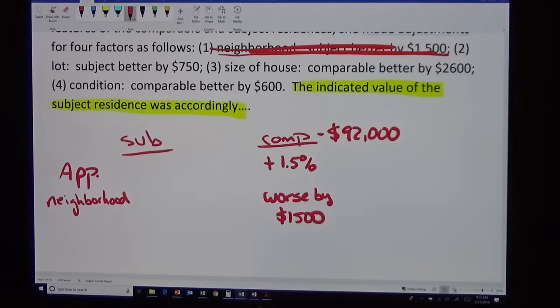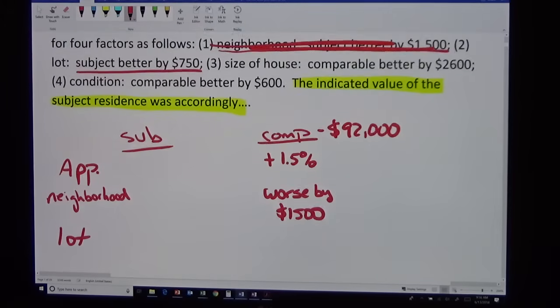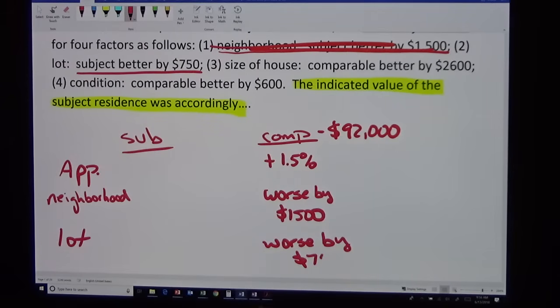Number 2, it says the subject, as far as the lot, right? They want us to adjust for lots. So we're going to put lot here next. The subject is better by $750. Again, restated as the comp. If the subject is better, then the comp is worse. So here on the comp, we're going to put worse by $750. And we've dealt with that, so we can get rid of it.